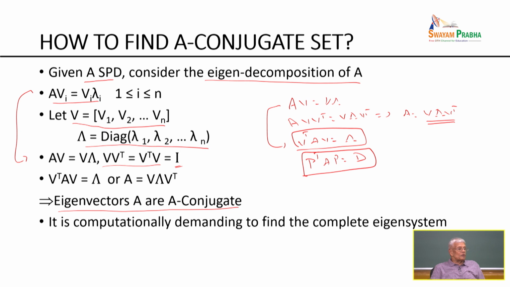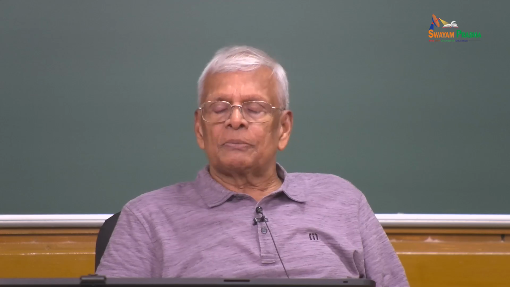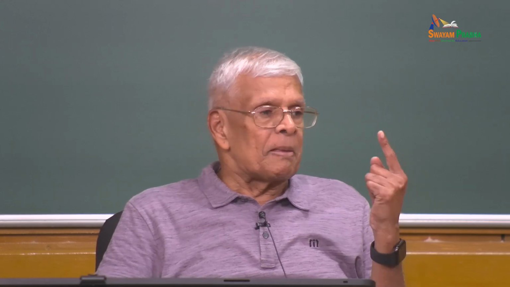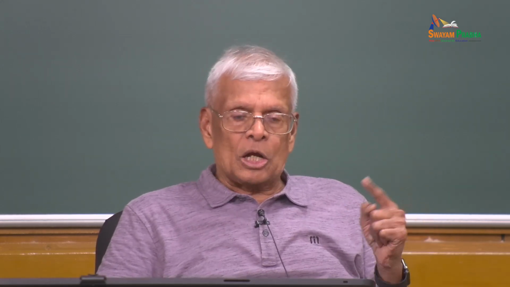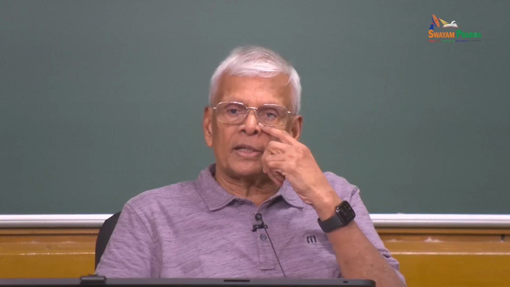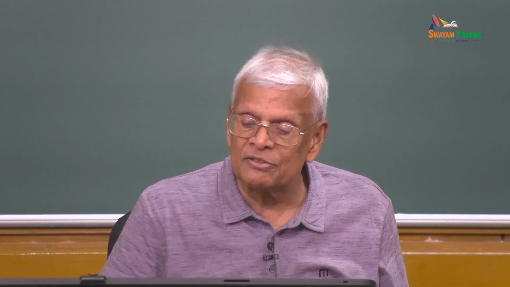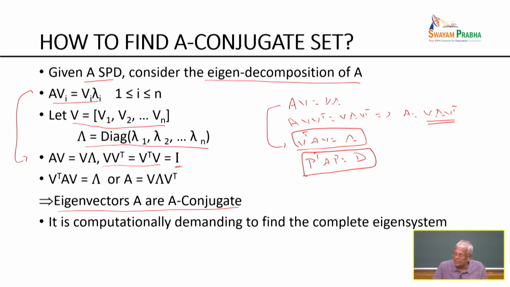That means conjugate directions exist. An example of conjugate directions for a given symmetric positive definite matrix is the set of all eigenvectors of A, which constitutes the A conjugate directions. Therefore, I can implement the conjugate direction framework using eigenvectors, but there is a catch. Computing the eigenvectors of a given matrix is very demanding.